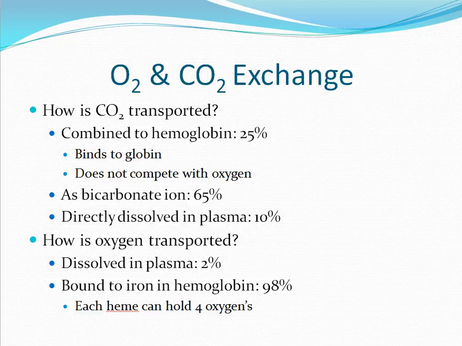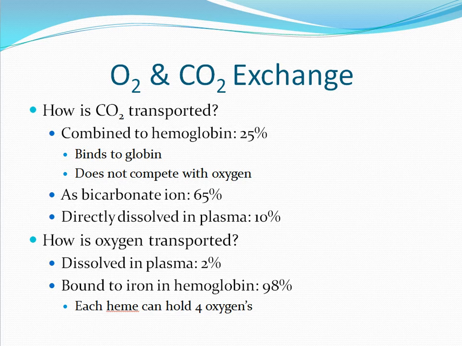The majority of carbon dioxide is carried in the form of bicarbonate ion. When carbon dioxide enters a red blood cell, it combines with water to form carbonic acid. This carbonic acid very quickly dissociates into bicarbonate ion. The rest of the carbon dioxide will be carried as a gas directly dissolved in the water of plasma.